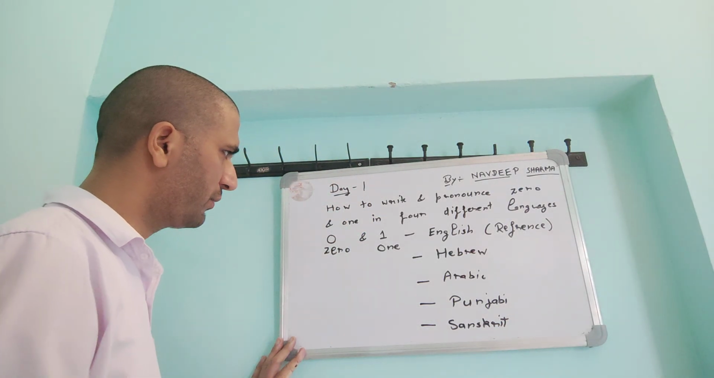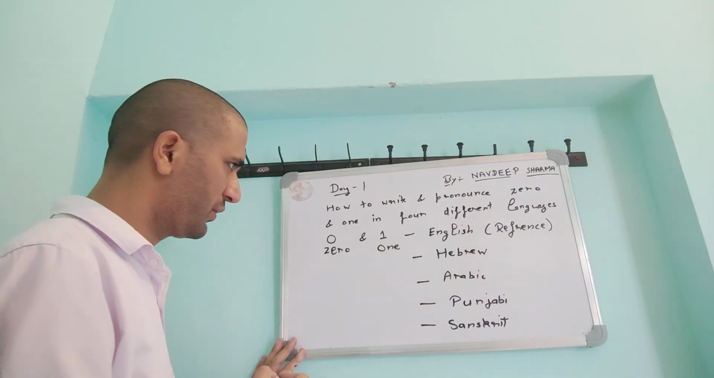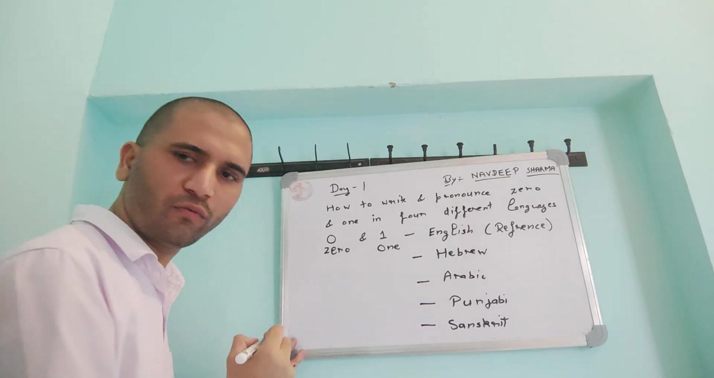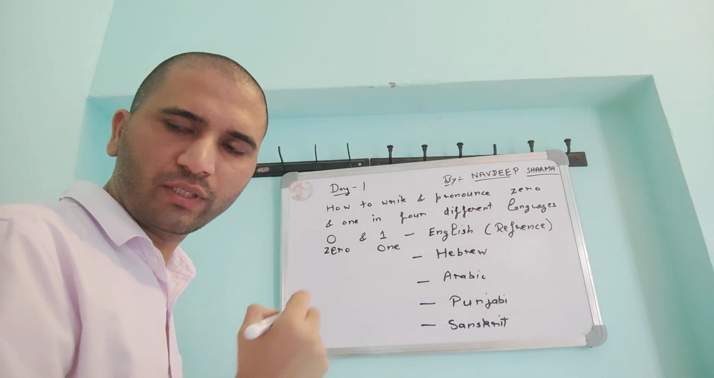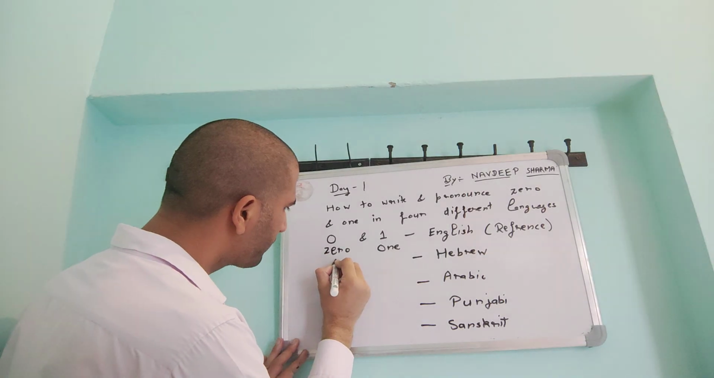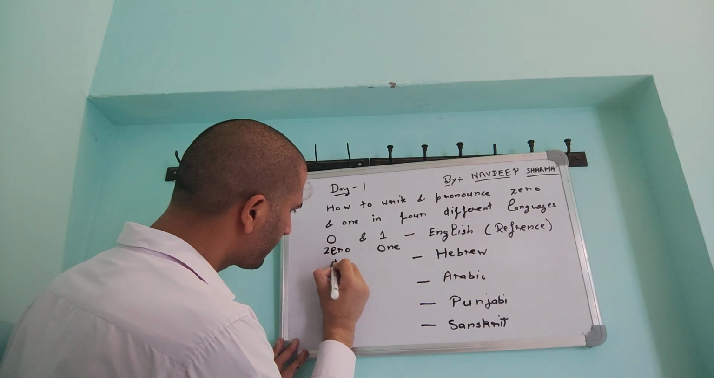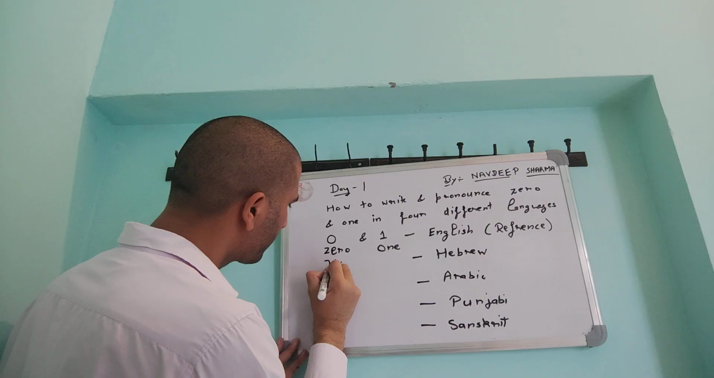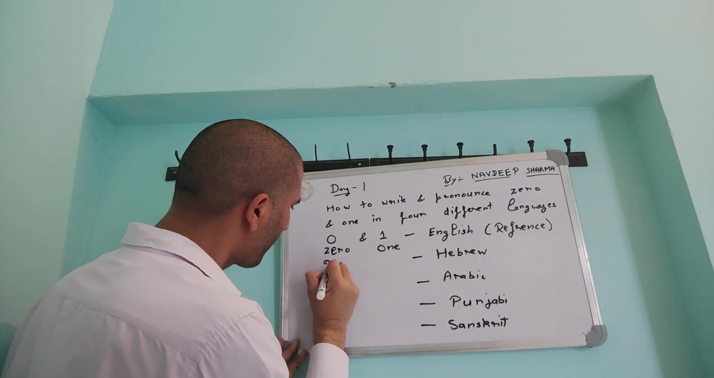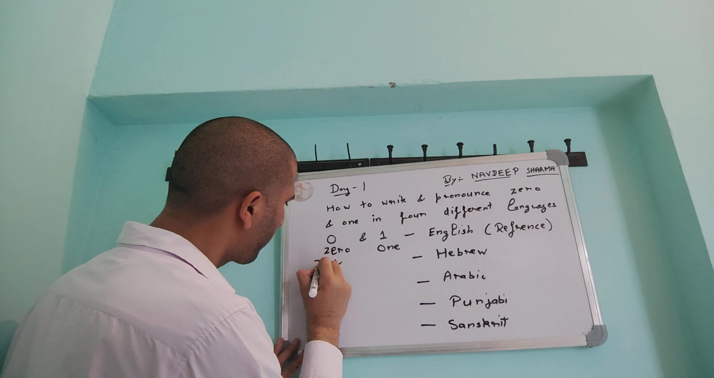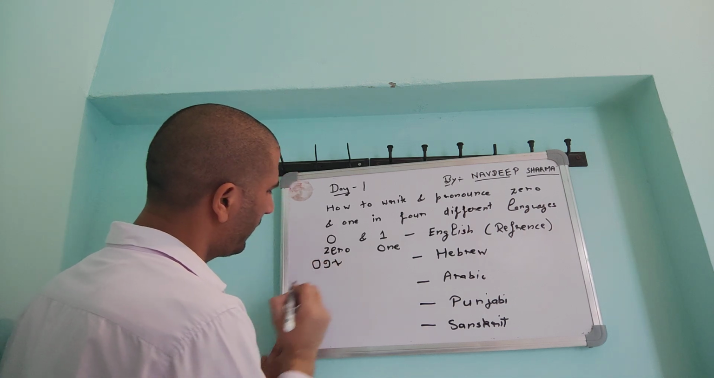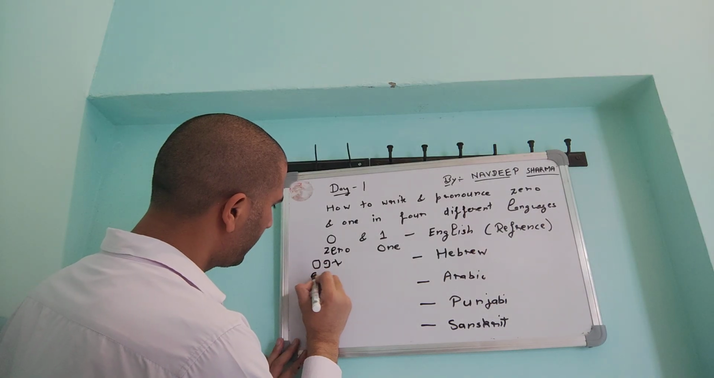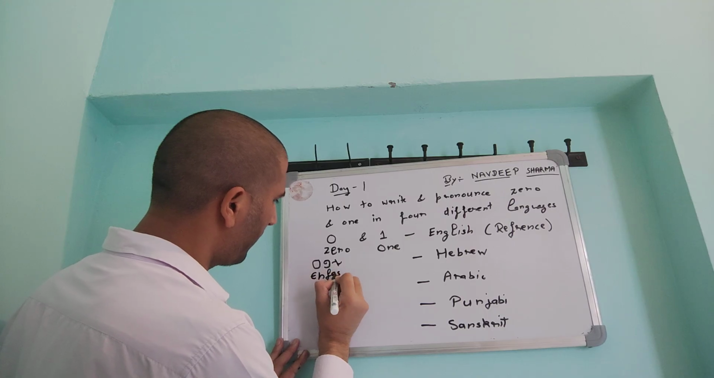Now come to the main point, how we will denote 0 in Hebrew. 0 will be denoted like that, and called as Ehphase. 0 is called as Ehphase in Hebrew.